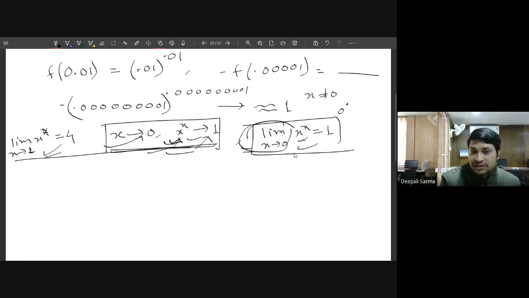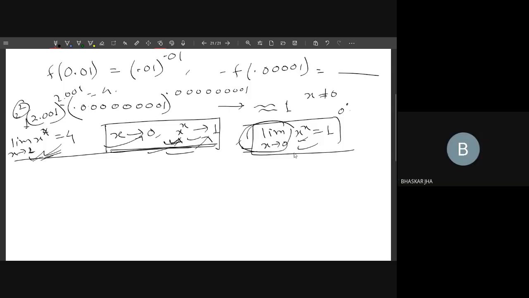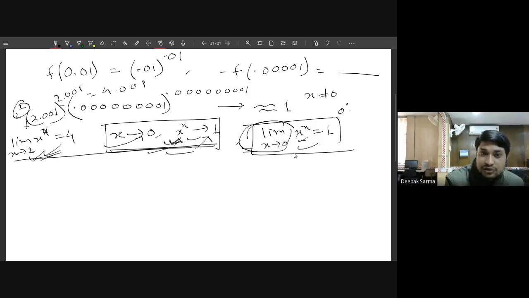Although limit of x to the power x as x tends to 2 is 4, you cannot exactly put 2 to the power 2. What you can do, the meaning says when x is very close to 2, you put 2.0001 to the power 2.0001, you will get something very close to 4. You will get 4.0001 maybe. Meaning is not that whenever you put 2, you get 4. It is not so. Whenever you put something very close to 2, you will get something very close to 4. That is the meaning.